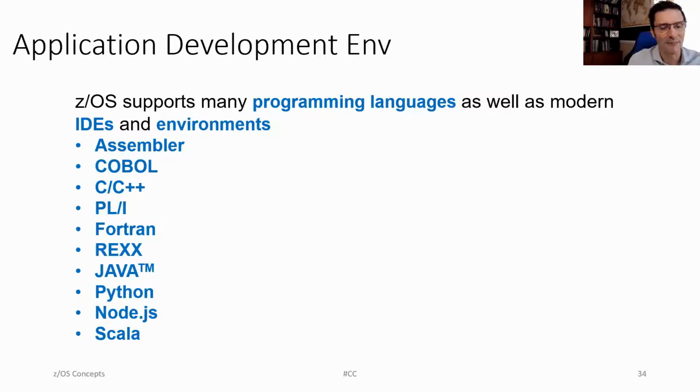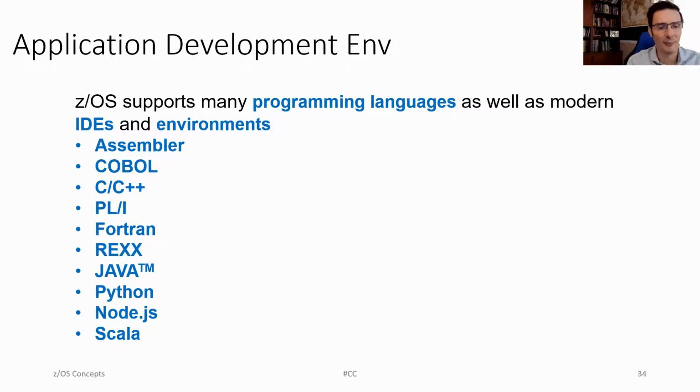backward compatibility. Then there's the Rexx language, which is kind of the de facto scripting language on zOS, and it's a very easy to read, interpreted language that is very simple. And then we have a bunch of modern languages, and these are just some of them, like Java, Python, Node.js, and Scala are just some of the languages that are natively supported on zOS. And so you can write your application in many different languages.